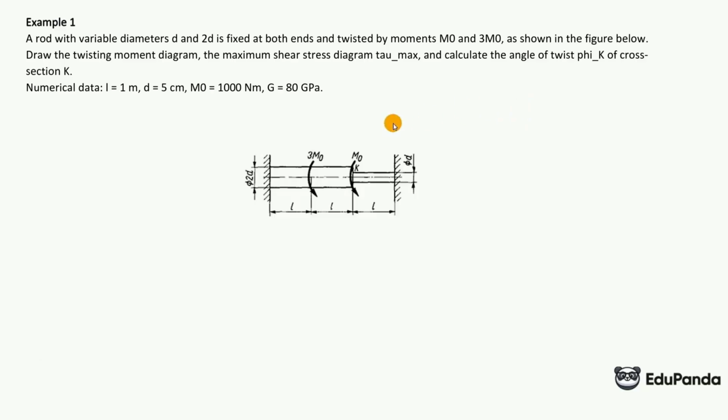We have given intervals of 1 meter each, this diameter, and moment m0 equals 1000 N·m, with G equal to 80 GPa. Let's start. Let's label the sections A, B, C, D to make calculations easier.